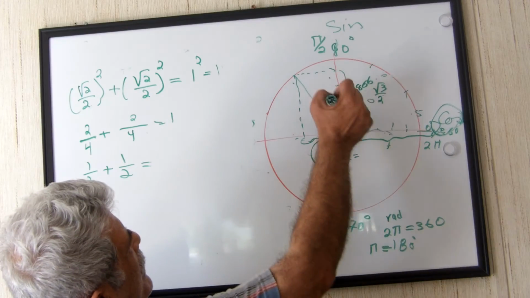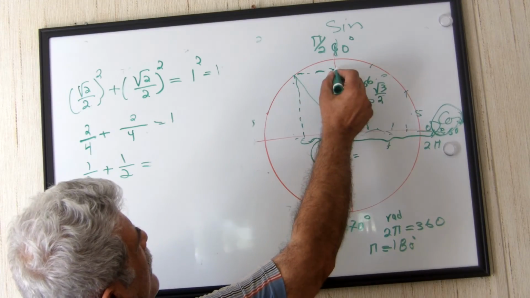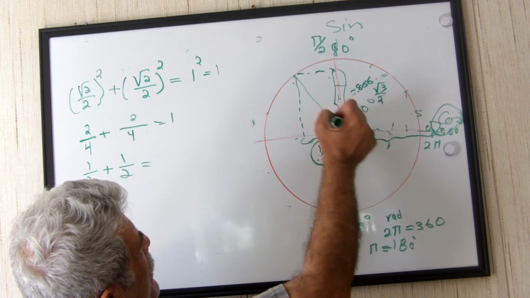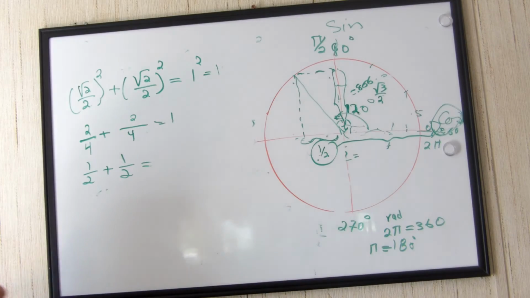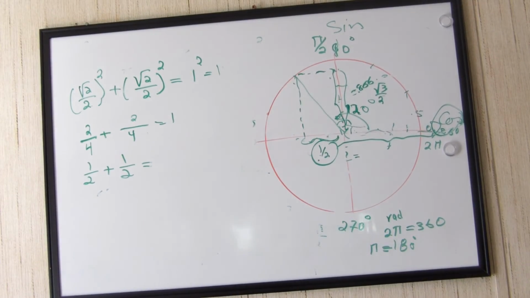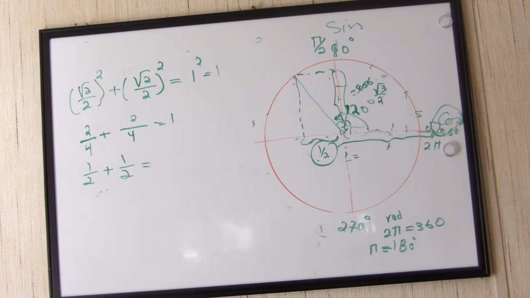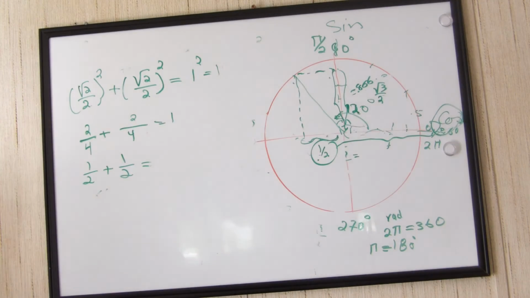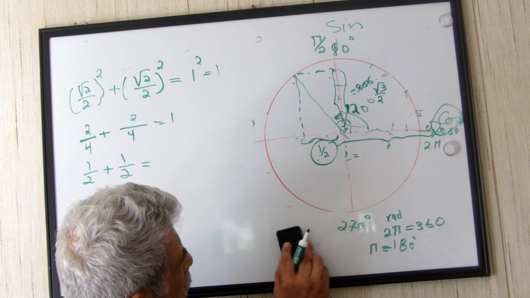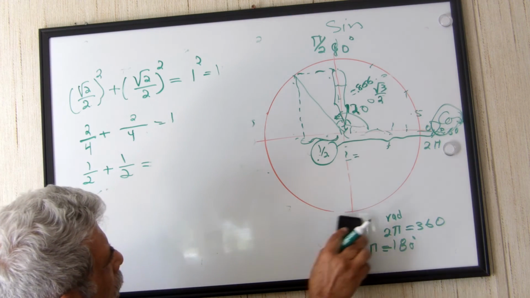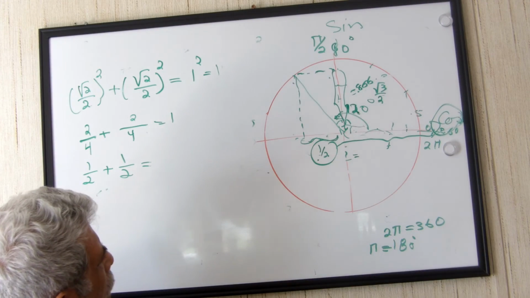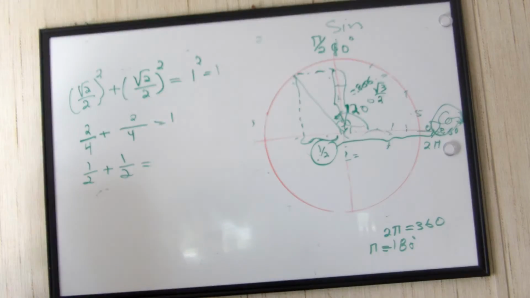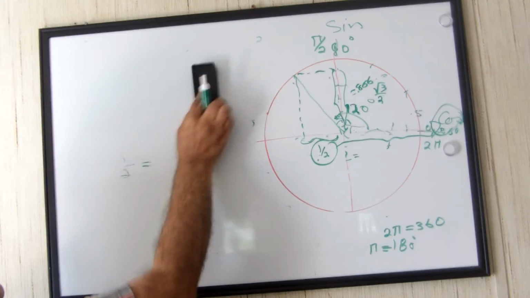And the sine of 120, you have the axis, this is the sine. So the sine of 120 is going to be this one. So we are going to talk about some other angles.